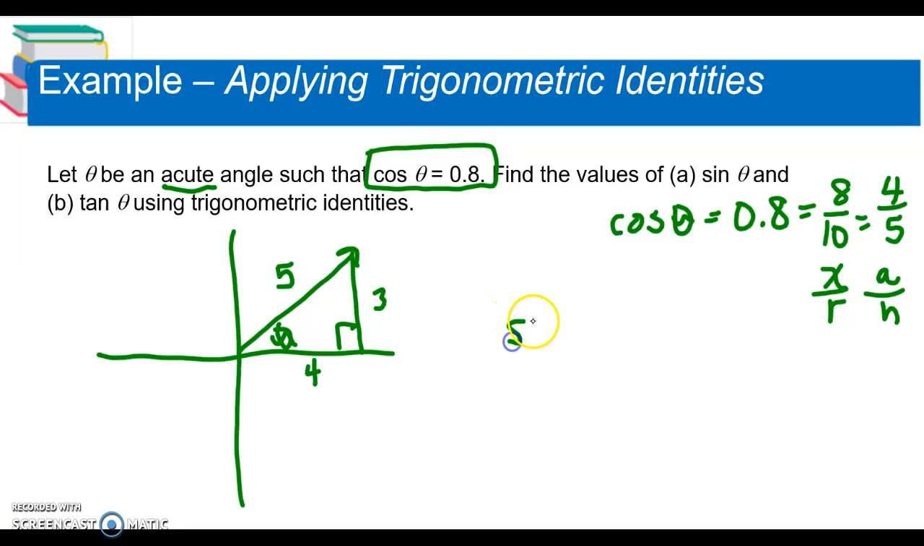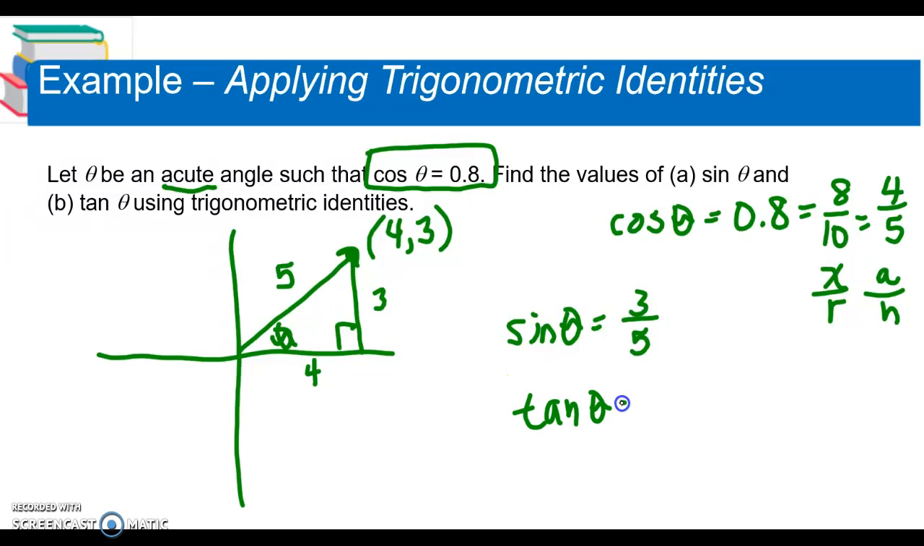And so now if I want to find the sine of theta, it would be 3/5, opposite over hypotenuse, or looking at the ordered pair, this would be the ordered pair 4, 3. It's not a unit circle if the radius or the hypotenuse is 5. So you just have to remember y/r. And then tangent of theta is obviously going to be opposite over adjacent. So that would be 3/4.